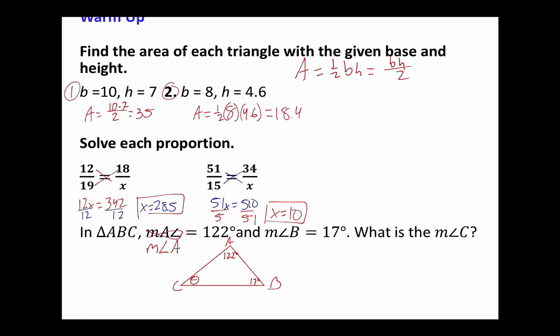Well, knowing what we know about the triangle, the sum of three angles in a triangle must be 180. So if we do 180 minus the other two, so we can do 180 minus 122 minus 17, or if it helps you to think about it this way, you can add up the 122 and the 17 first and then subtract. Either way, you're going to end up finding that the third angle is going to be 41 degrees. So a little bit of a refresher from geometry.